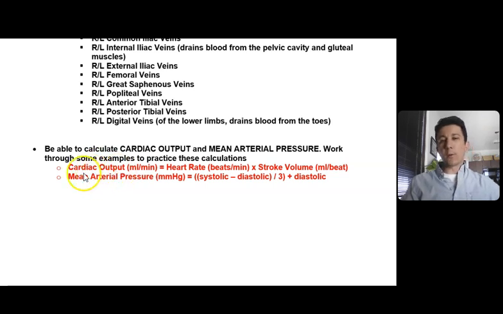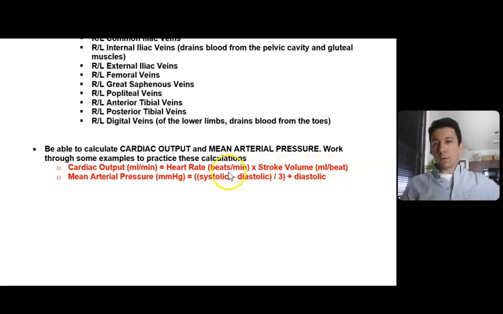We'll start with cardiac output. Cardiac output is a variable that has units of milliliters per minute. So the cardiac output is really measuring how many milliliters of blood per minute the heart is moving, right? And it's calculated very simply by taking heart rate, which is in beats per minute, and multiplying that heart rate by stroke volume. And stroke volume is the amount of blood that the ventricles are moving with each beat.